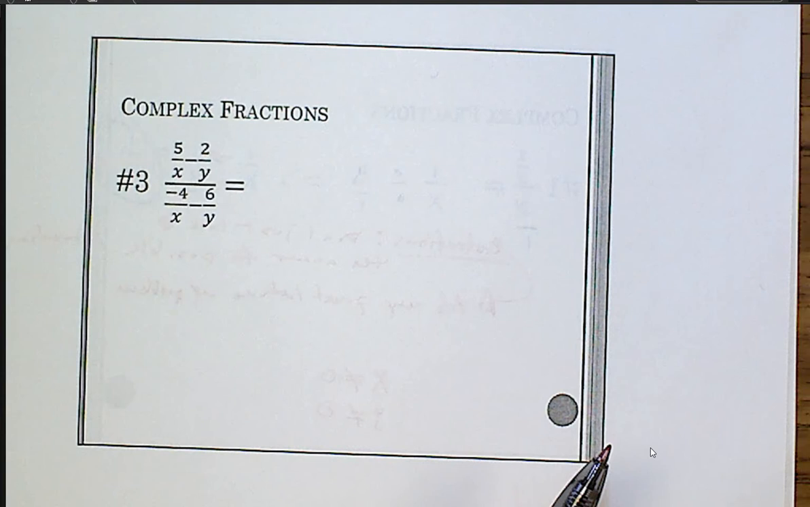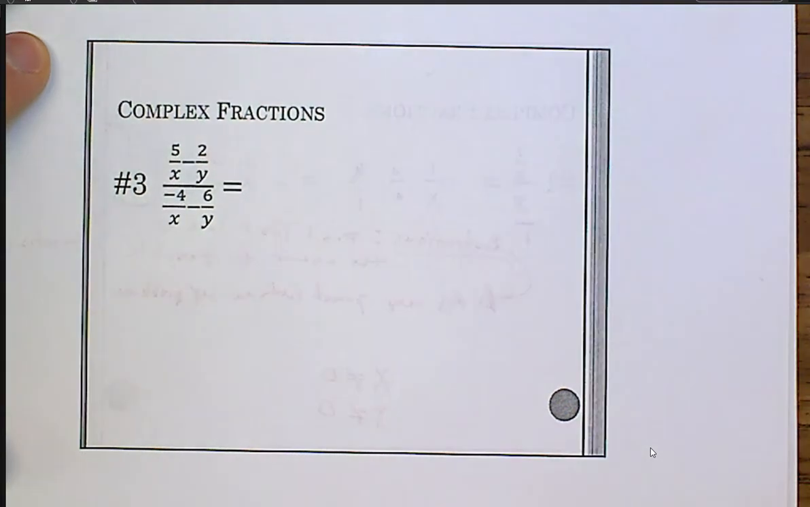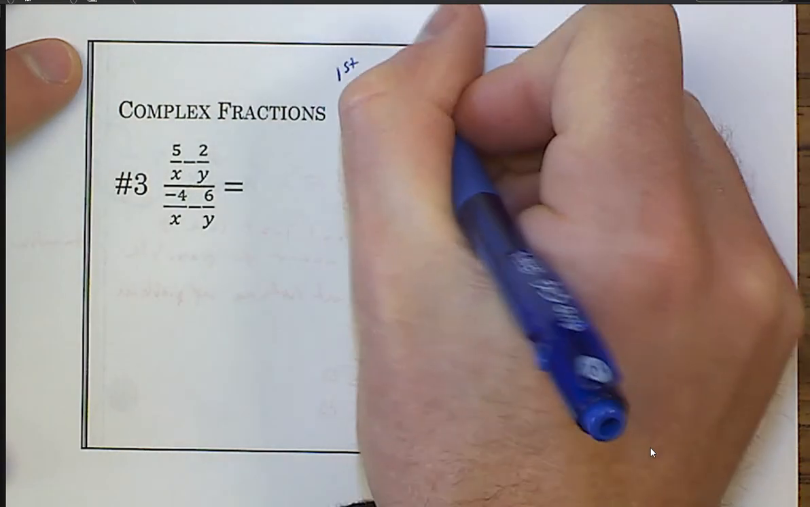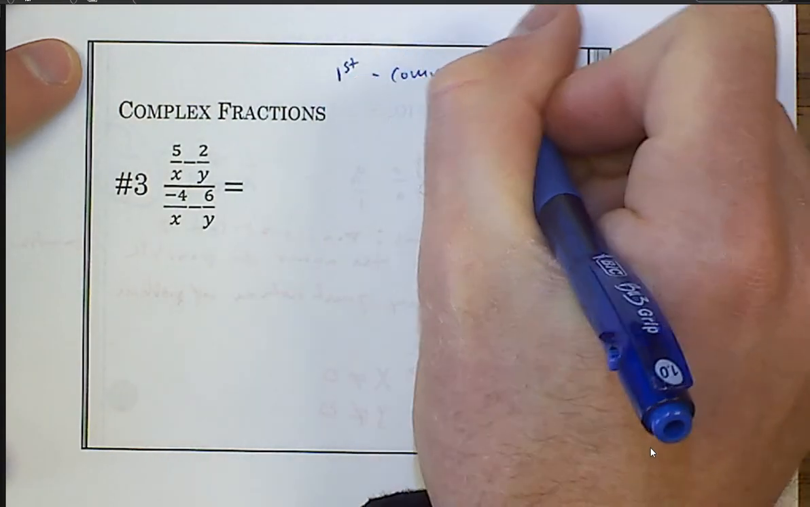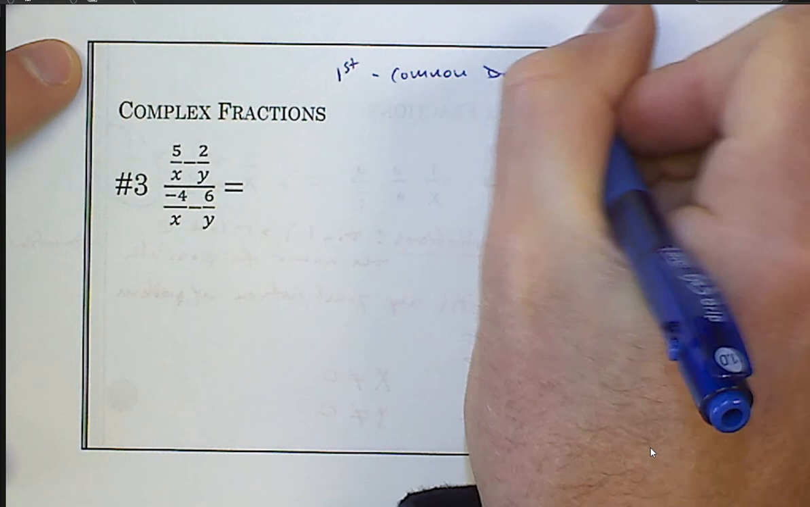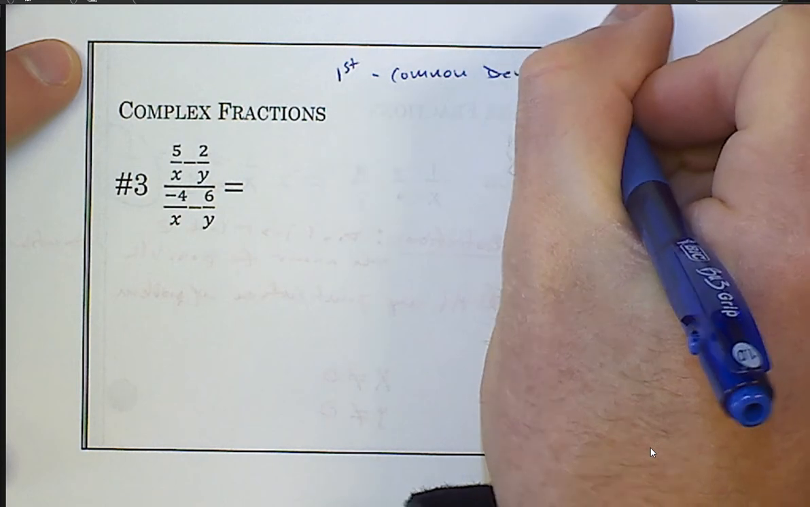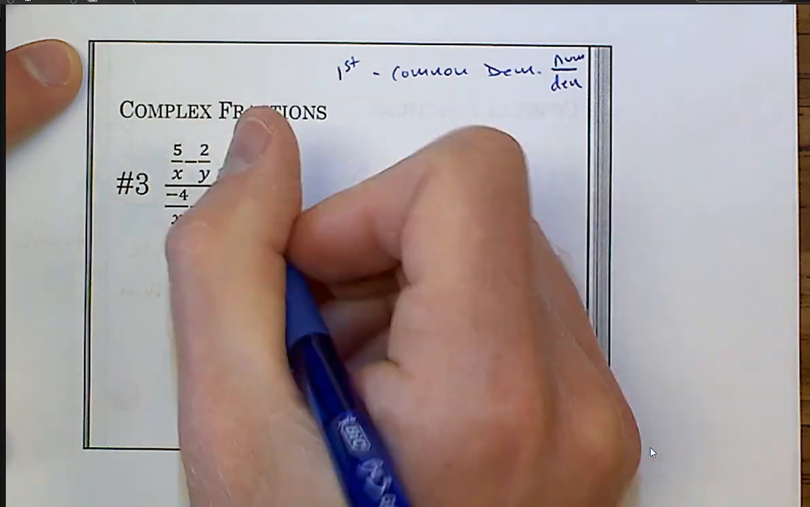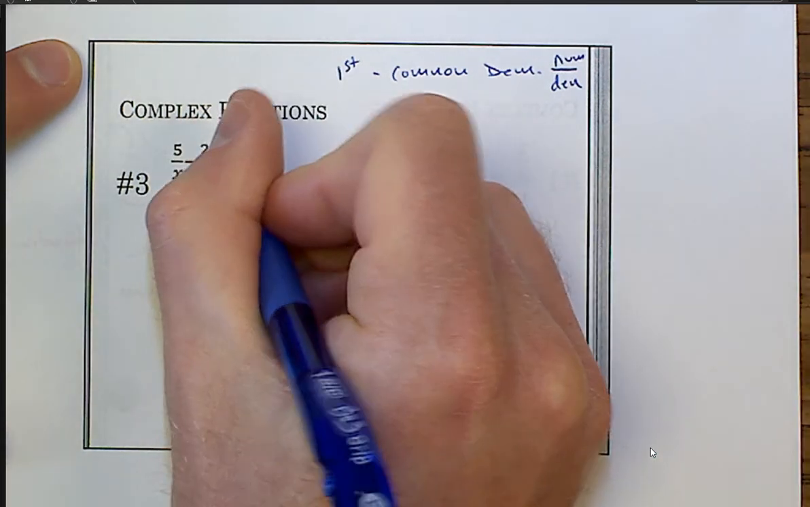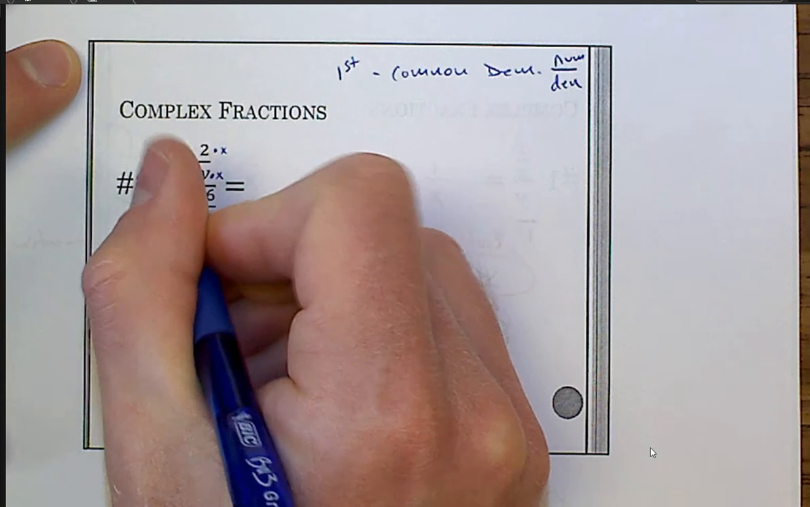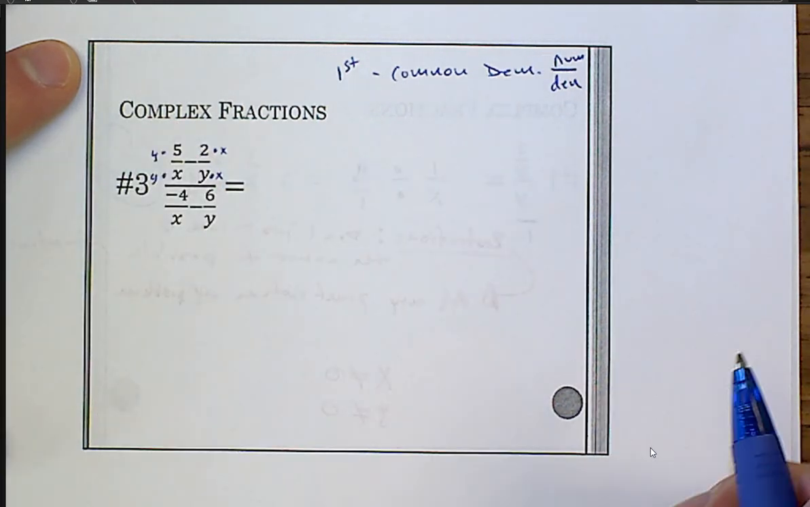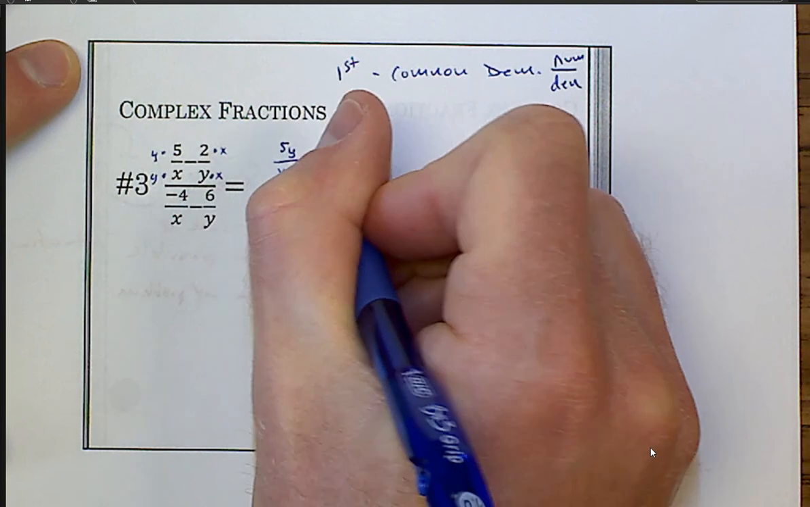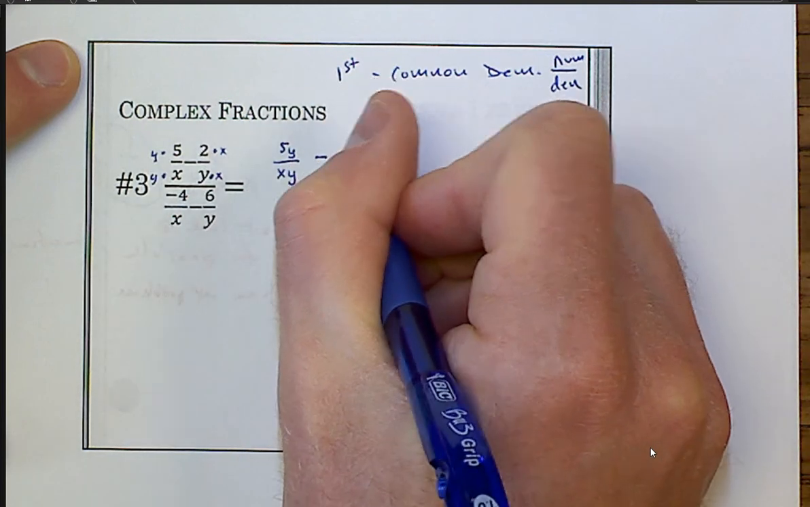Number 3, yikes. Okay, so what do we need to do first here? Well, the first thing we need to do is get common denominators in both the top, so the numerator, and then the denominator itself. I'm going to focus on the top part. I'm going to multiply this by x, and this by x, and then this side by y, and this side by y to get my common denominator of xy. It would look like this: 5y over xy minus 2x over xy.